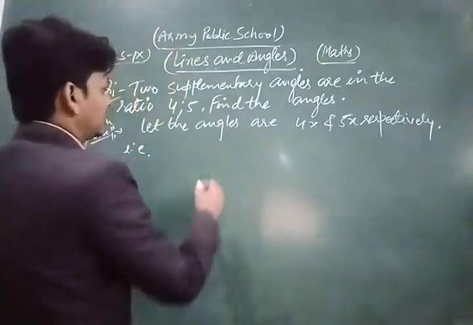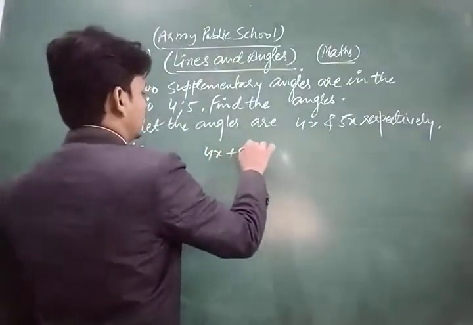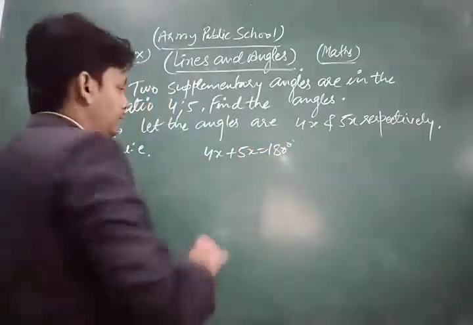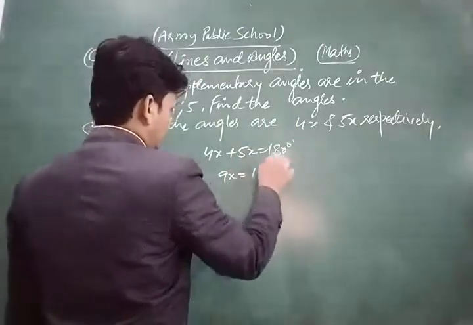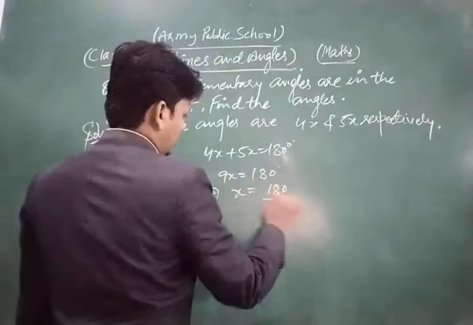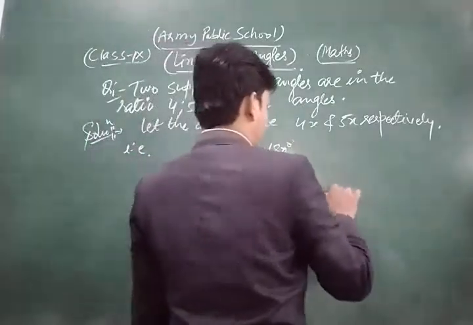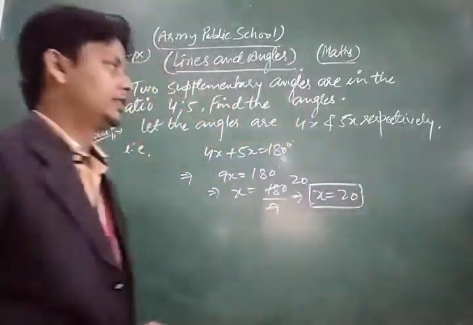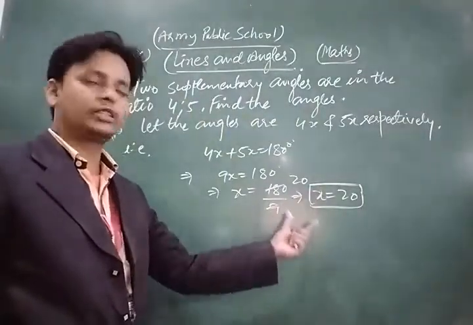So their sum of measures means 4x + 5x is equal to 180. Now we simplify: 9x is equal to 180, so x is equal to 180 upon 9. The value of x is 20.